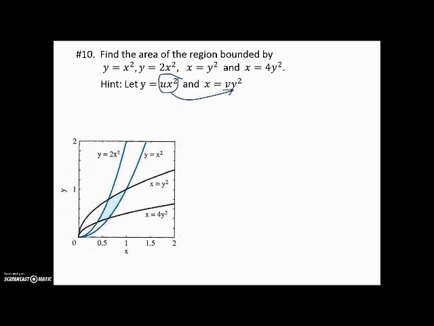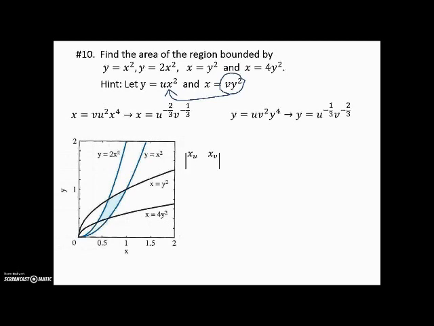Okay, so let's substitute ux squared for y, and we get x equals vu squared x to the 4th, and then you can solve for x by dividing by x and then moving v and u to the left, and there you have x. Now let's do something similar. Substitute vy squared for x in the first equation, and then similarly you can solve for y. All right, so now we're good to go on the Jacobian.